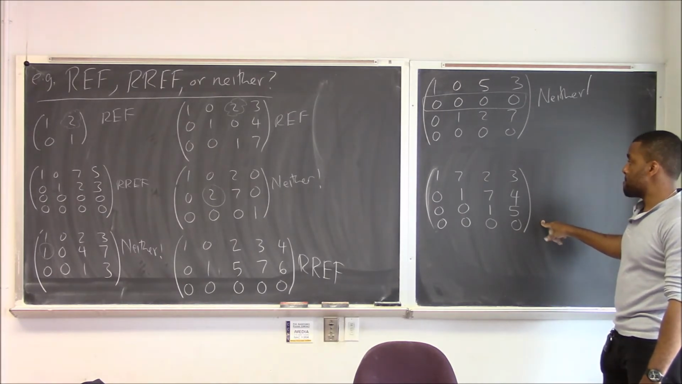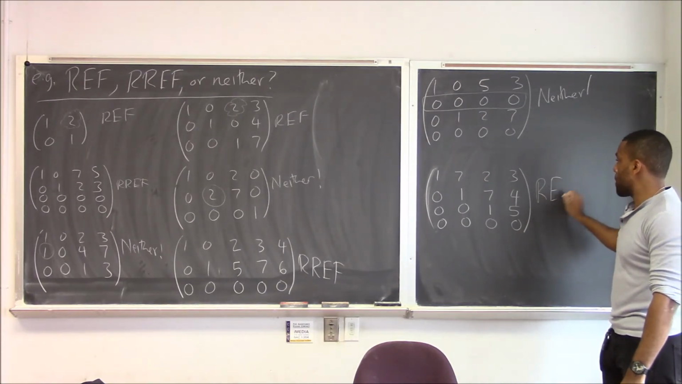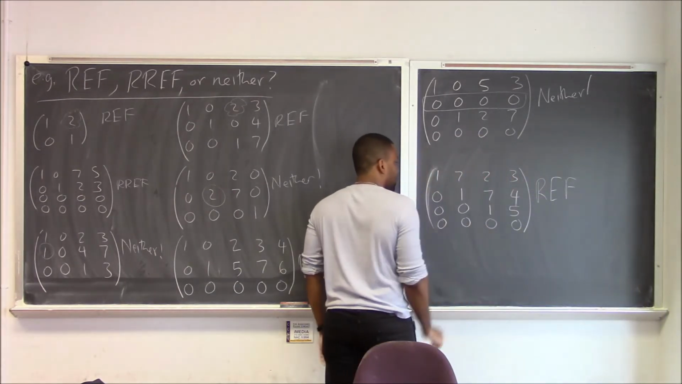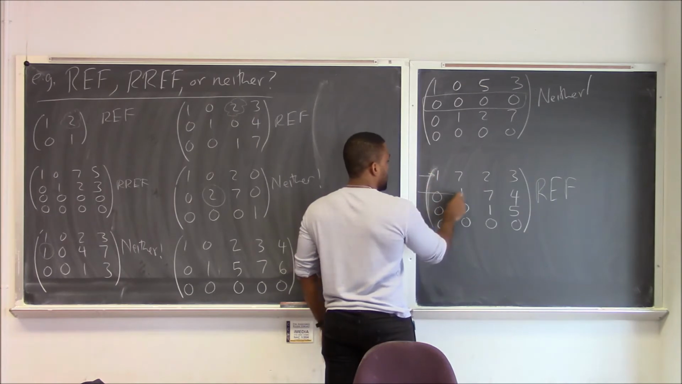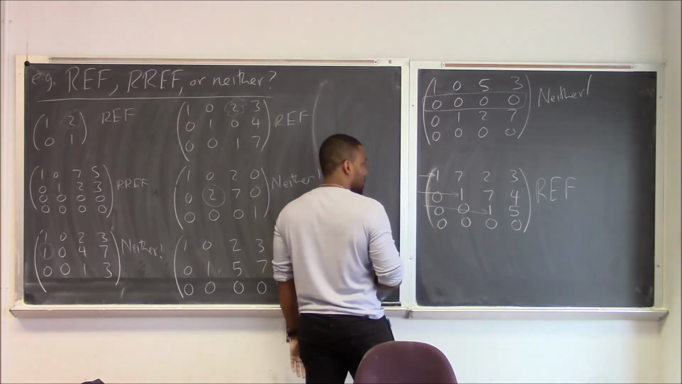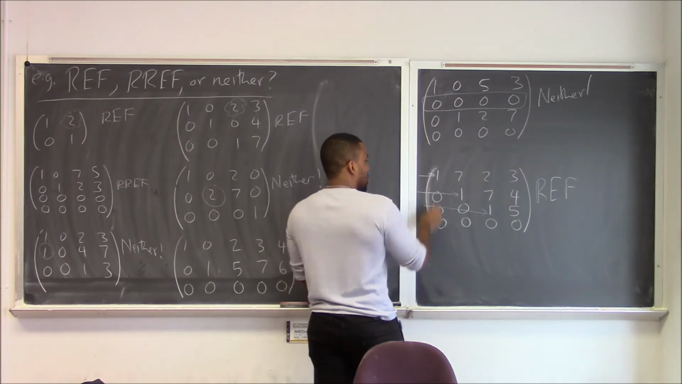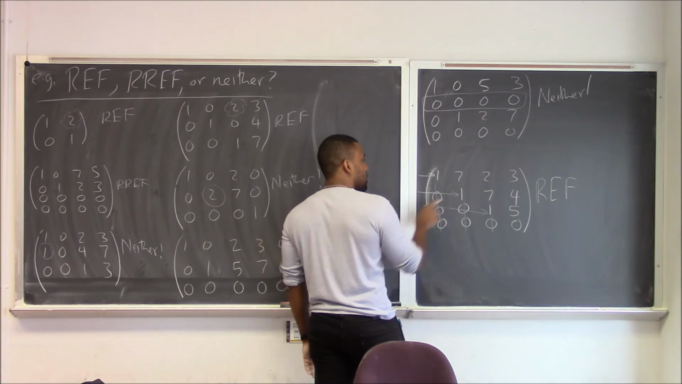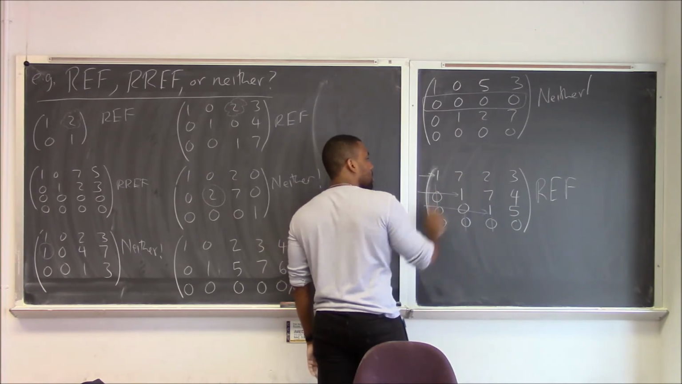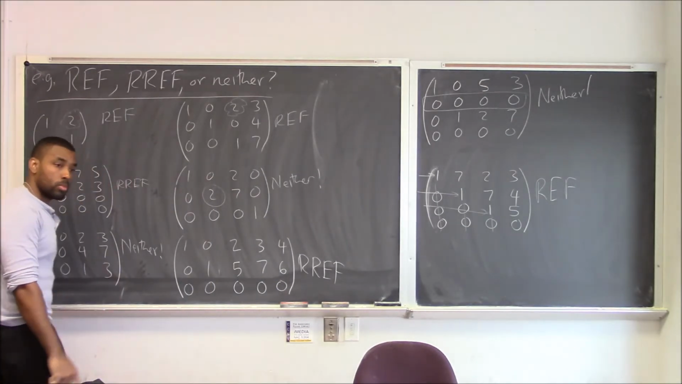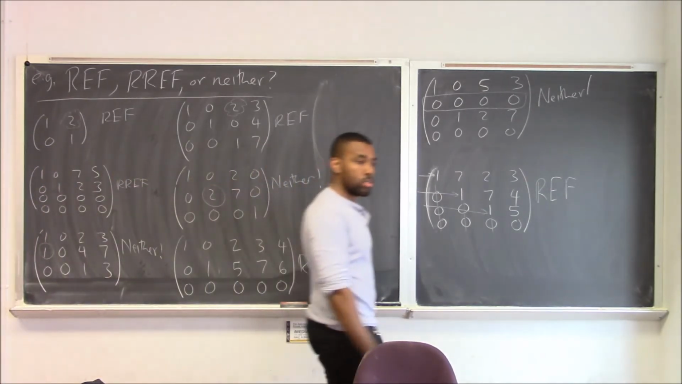Row echelon form. This is row echelon form, right? Zero rows at the bottom. First non-zero number in each row is a 1. All 1s appear to the right of the ones that are above it. All elements below the pivots are zeros. However, all elements above the pivots are not 0. So it fails the last criteria of the reduced row echelon form. So that is row echelon form.